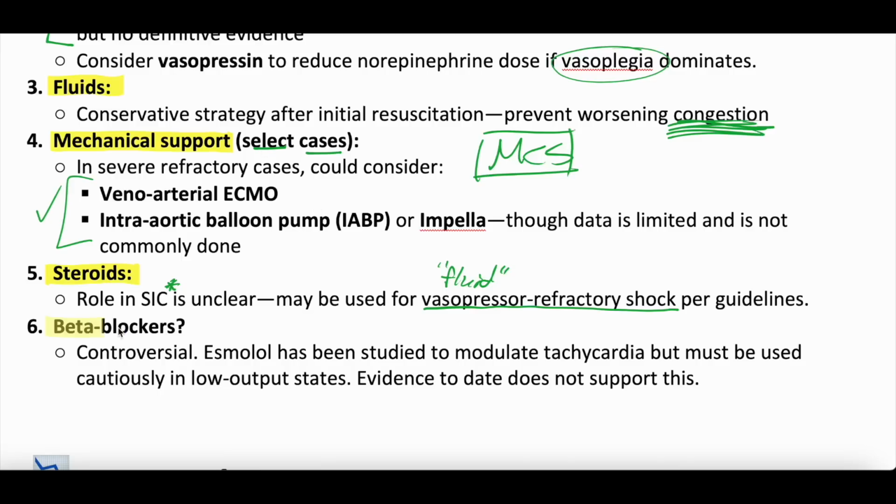And then beta blockers is something people talk about. This is very controversial. Our humble opinion is that the evidence to date does not support using beta blockers to control the heart rate in patients with sepsis-induced cardiomyopathy, but you will hear things out there and read studies on it. And of course, this is not medical advice, but that is our humble opinion.